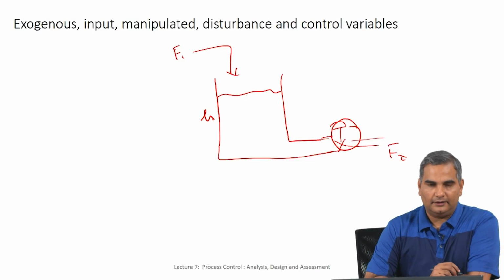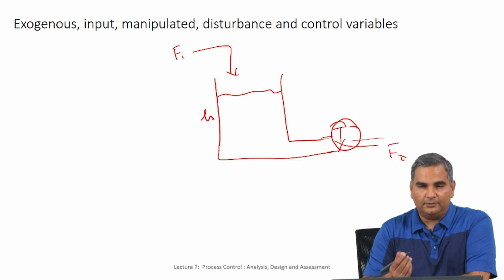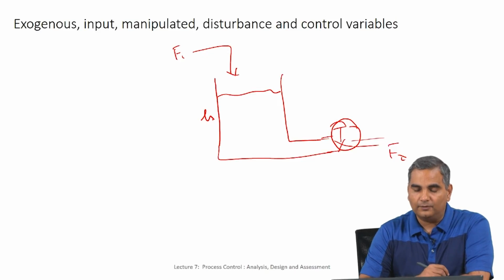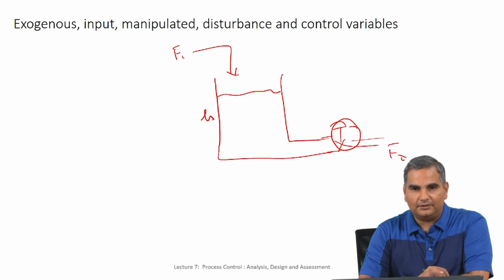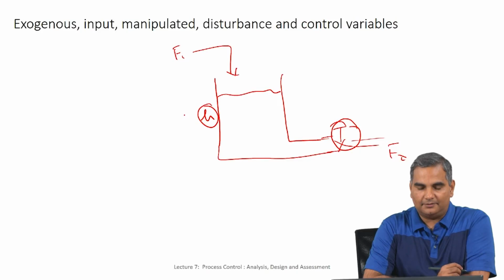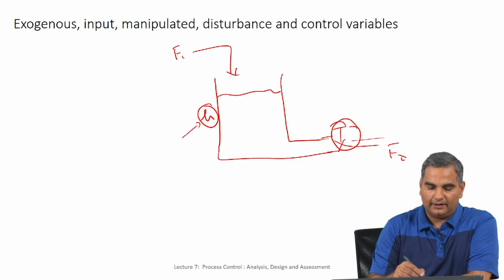In all the lectures till now, the control variable is reasonably clear, which is the variable that we want to maintain at a certain value. And in the tank example till now, we have been talking about maintaining the height at its set point. So, I am going to call the height the control variable in this case.